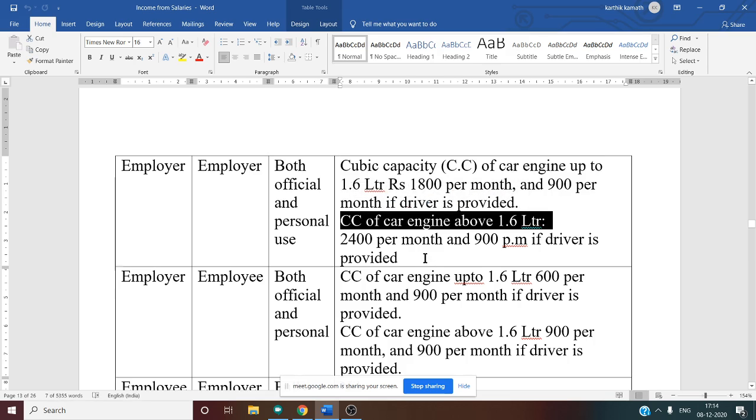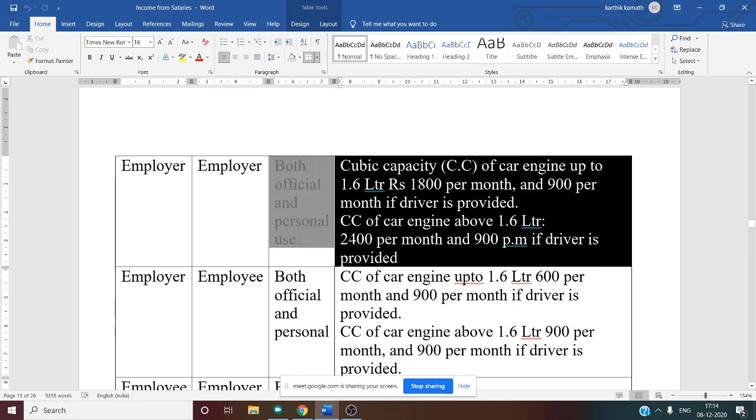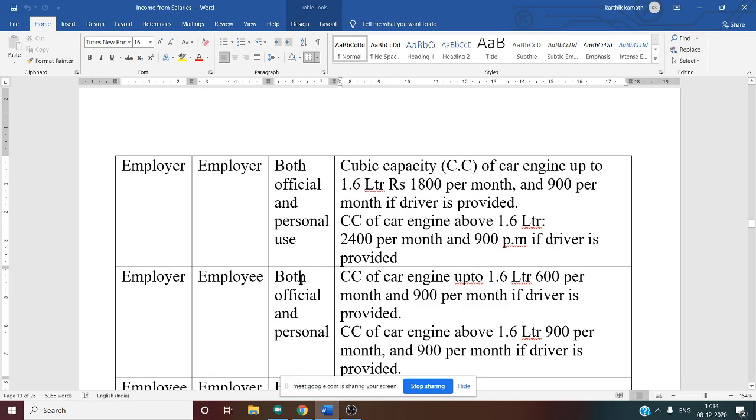CC of the car engine above 1.6 liter means big car. For big car, what happens? 2400 per month. For small car, 1800 per month. 900 you have to add per month if a driver is provided. That is one more case.